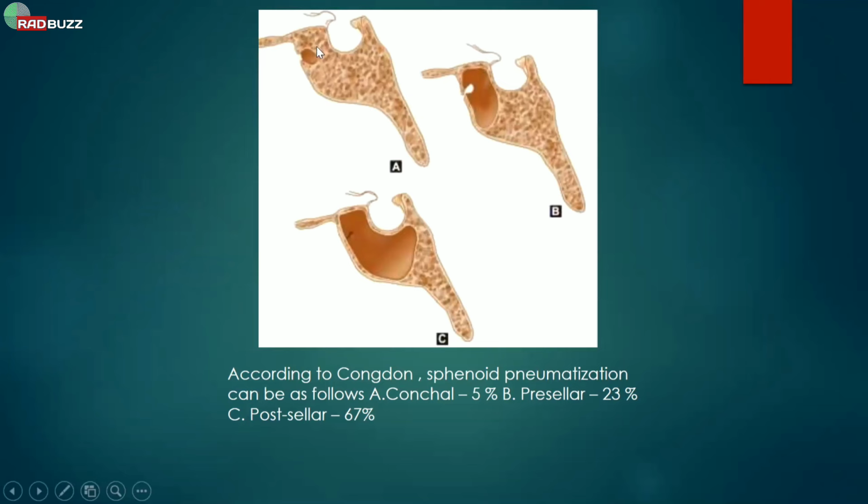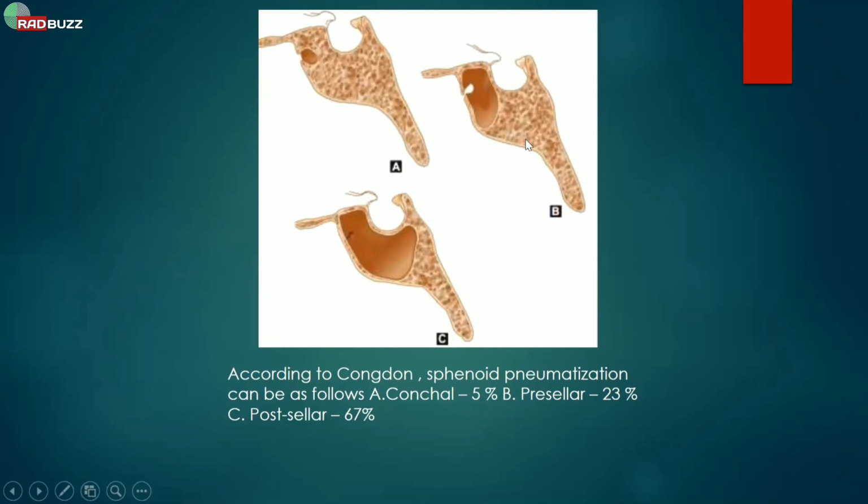At times, it's as small as the conchal type, which is 5% of all sphenoid pneumatization. That means it can be very small, a very, very little sphenoid sinus, and we may think it's aplastic or hypoplastic. Basically, that's the clivus bone, the pituitary or sella, and here is the sphenoid sinus, just resting here.